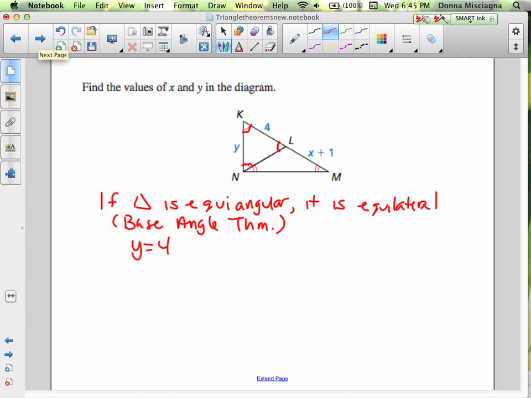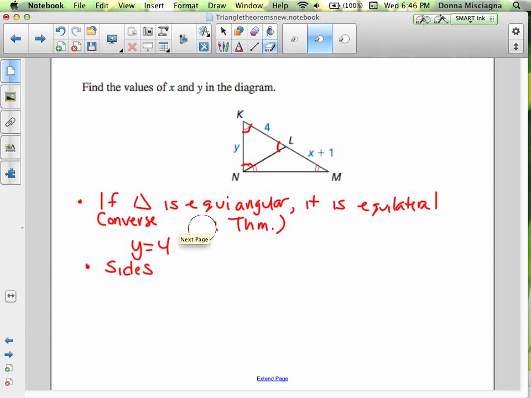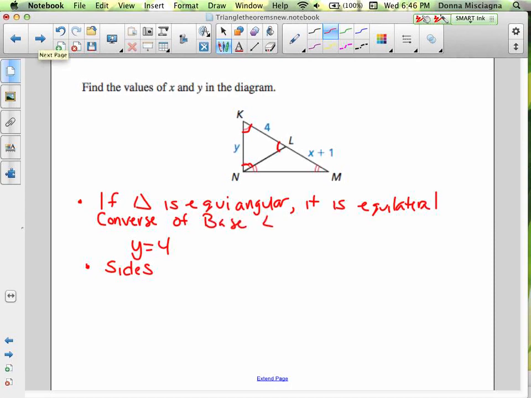And then the other part is also base angle theorem. And actually this isn't base angle theorem. I should be more specific. It's related to base angle theorem. It's just going the other way. It's the converse of base angle theorem. We should be specific. Converse of base angle theorem, because we're going the other way. We're going from angles to sides, as opposed to sides to angles.